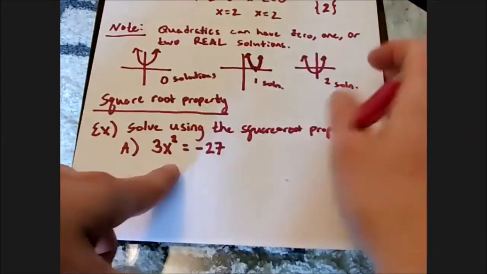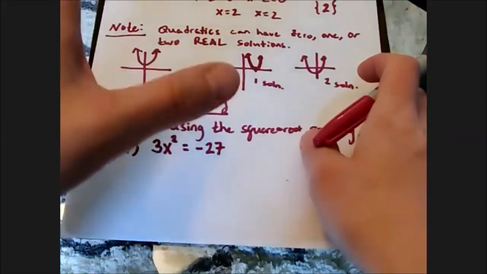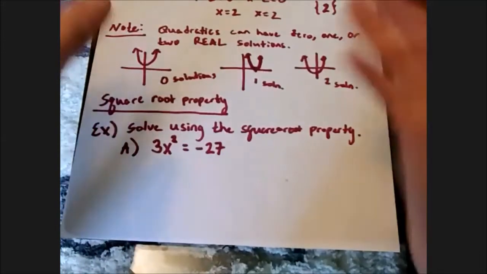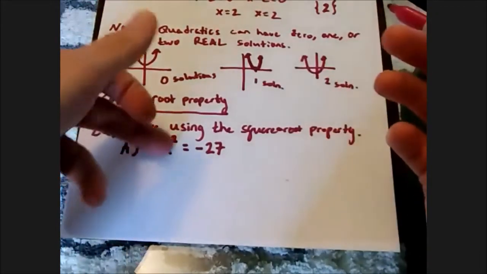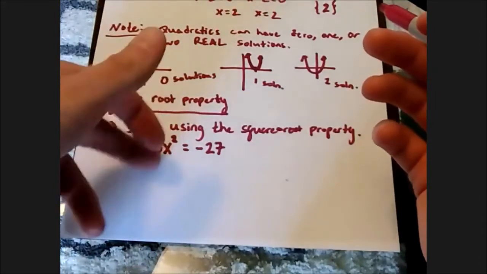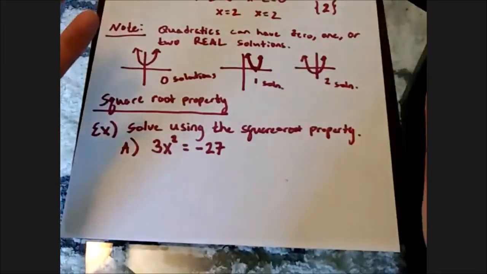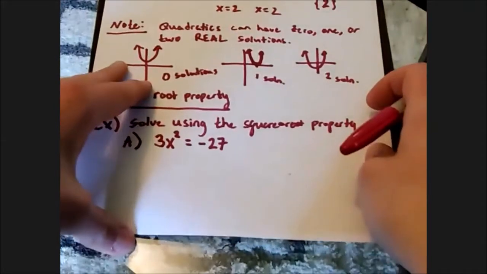Now, the cool thing about the square root property is I could just say get x by itself. That is the equivalent of the square root property. You're going to isolate the x squared, and then you're going to take a square root. That's the square root property. In fact, we did a little bit of this last week, so this won't come as a shock to anybody, I don't imagine.